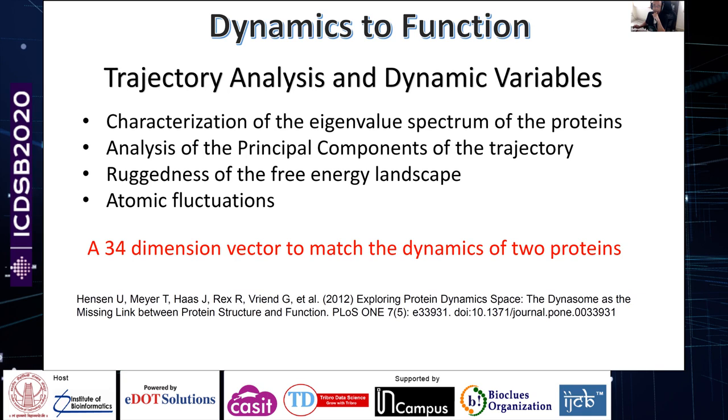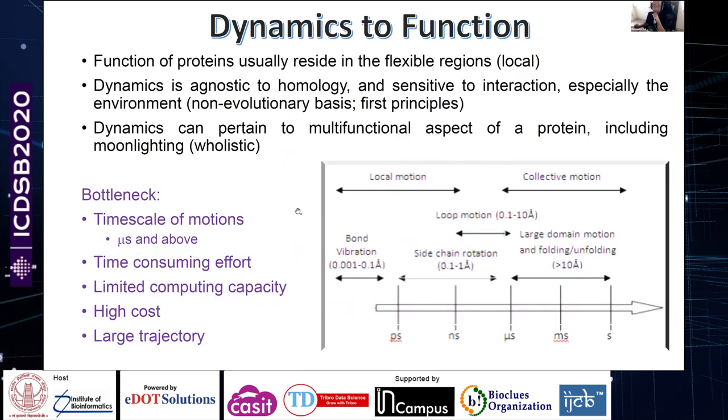So this is one of the most comprehensive attempts to link the dynamics to function, where they tried to decipher 34 features, which means there's a 34-dimension vector to match the dynamics of two proteins. So typically these dimension vectors characterize the eigenvalue spectrum of the protein, analyze the principal component of the trajectory, the ruggedness of the free energy landscape, and the atomic fluctuations. So these attempts have been ongoing.